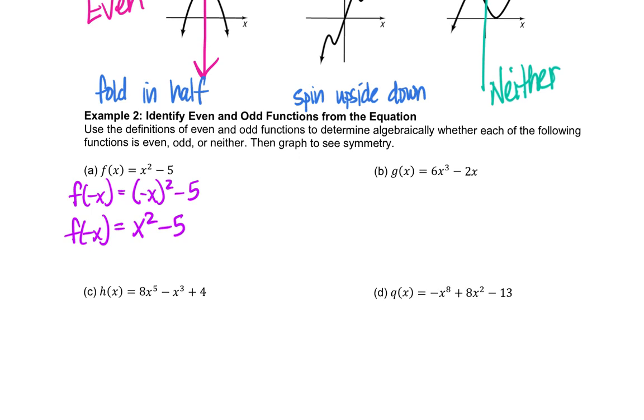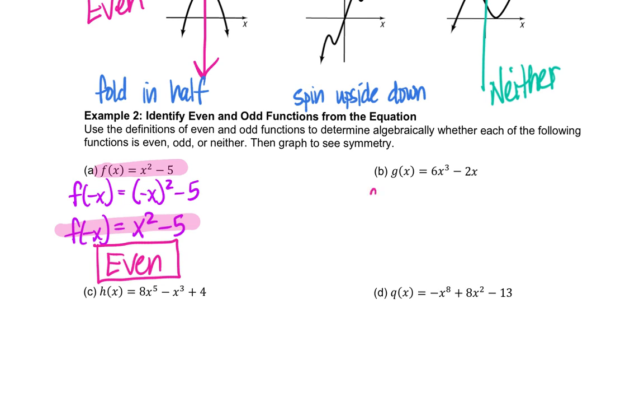And what I see is I started with x squared minus 5, and I ended with x squared minus 5. So since they're exactly the same, this is even. So this is an even function. Questions? All right. So let's try it on this next one.